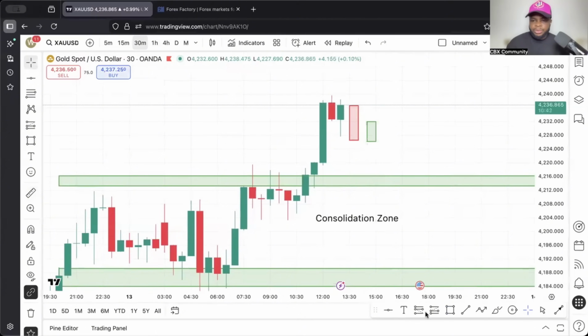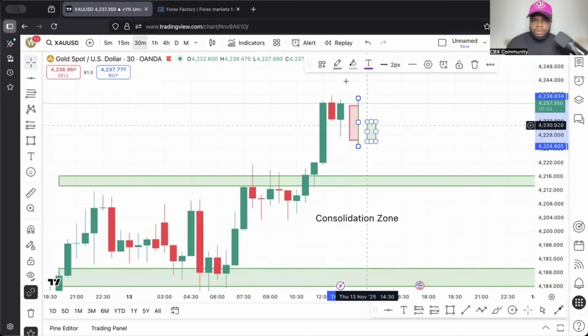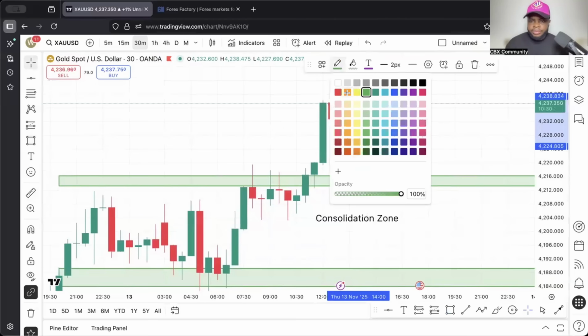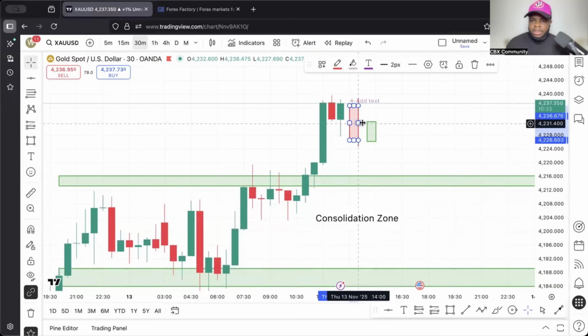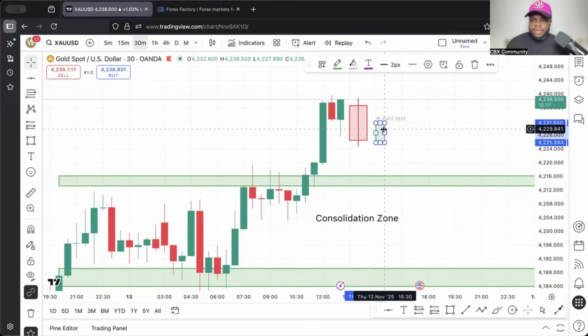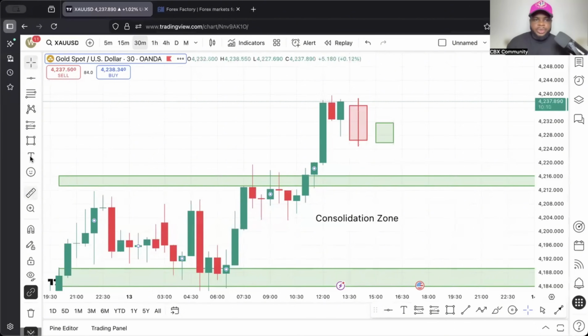So let me just put the wick. Yeah, I need to put the wick. So this one I need to change to red. This other one I need to bring here so that you guys will be able to understand what I'm trying to explain. So we have this over here. This is a bearish candle. This is what I'm anticipating the market to give to me.